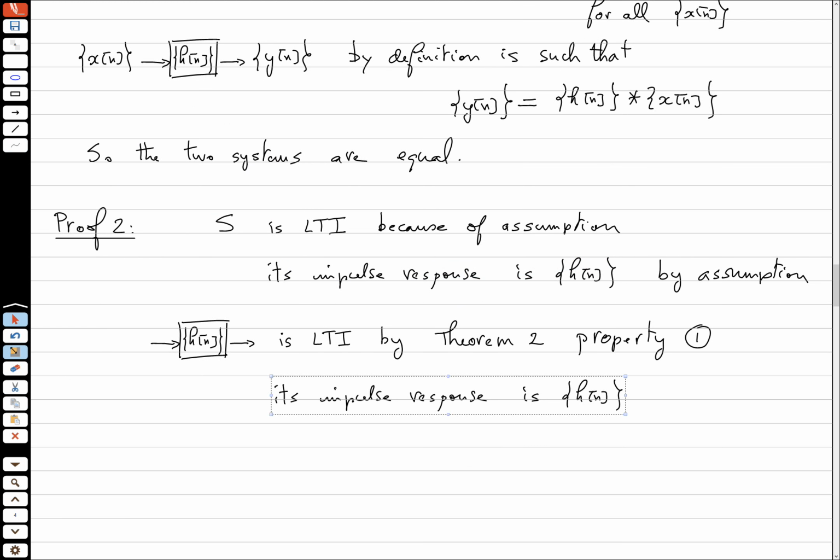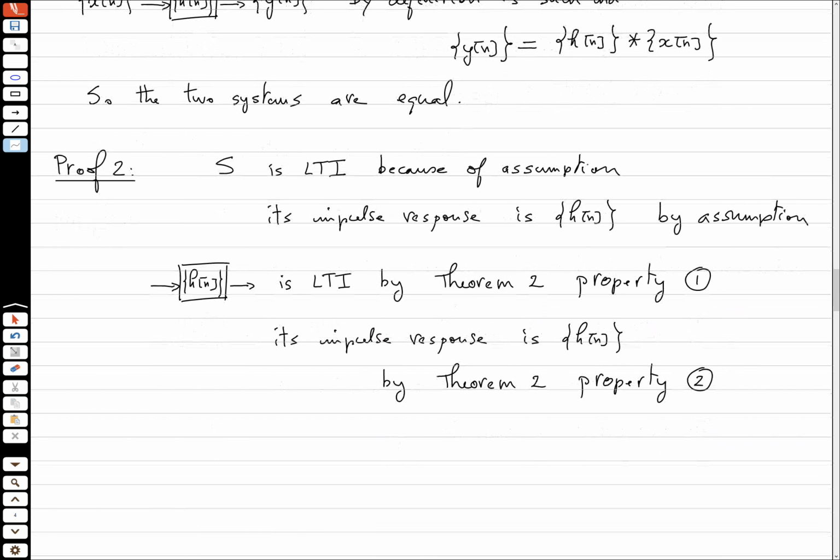Its impulse response is h of n. Why? Why? Yes. You know, I was ready to shoot at what answer? If you say by assumption. By theorem 2, property 2. Now you conclude.